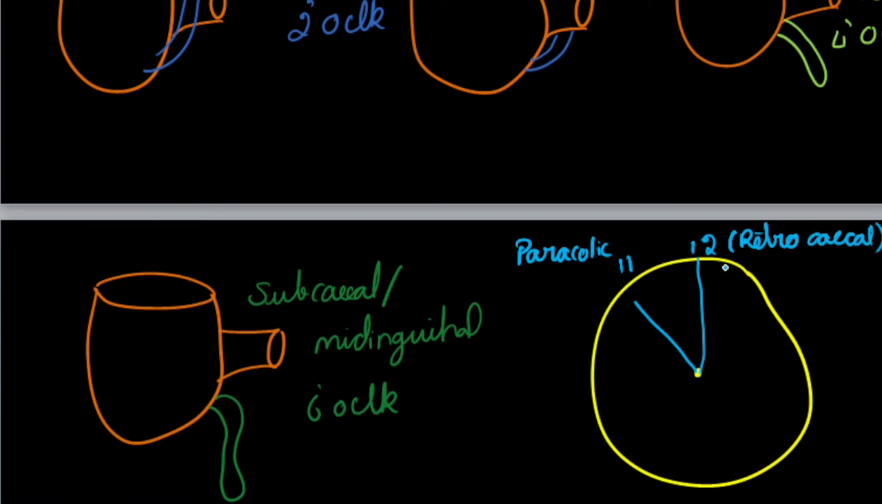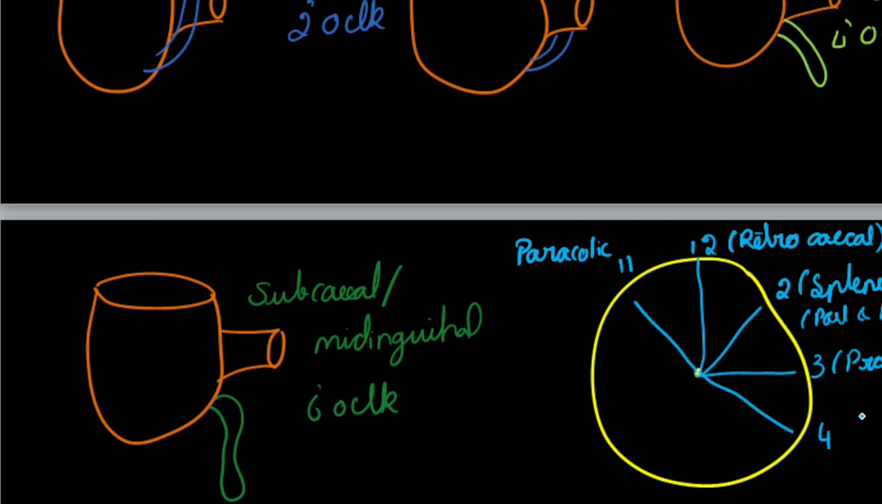And then comes our 2 o'clock position, that is splenic, where we can see the pre and post ileal variety. And then comes our exact 3 o'clock positioning, which is also called promontoric position. So once you remember this clockwise direction, it would be easy for you to understand.